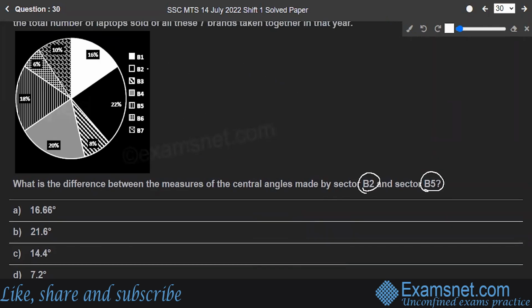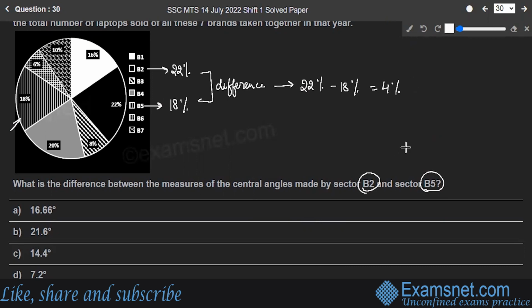For B2, you have 22%. And for B5, where is B5? Yeah, here is B5, this one. It's 18%. And what is the difference between their percentages? It's 22% minus 18%, that is equal to 4%. Now you just need to find out the angle for that 4%. Now how can we go from percentage to angle?